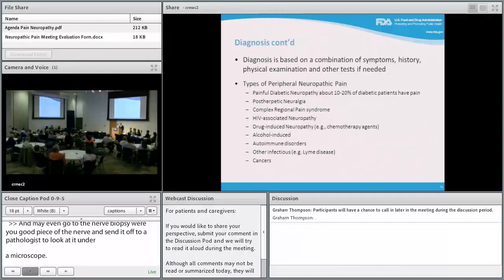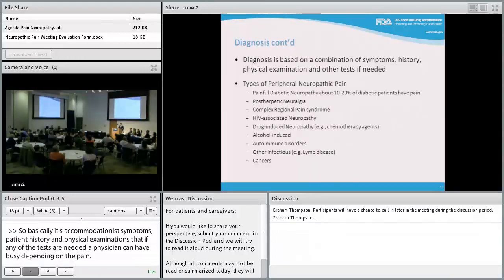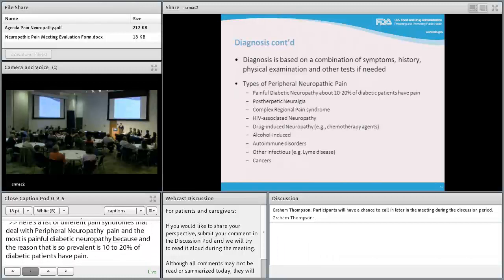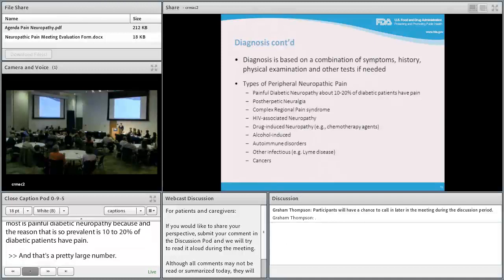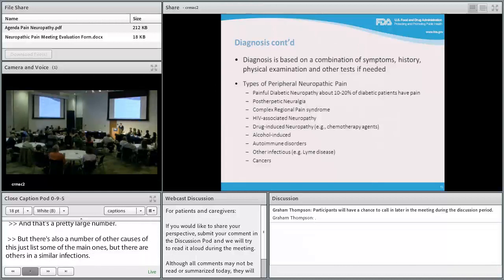Now here's a list of a number of neuropathic pain syndromes, and the most common tends to be painful diabetic neuropathy. And the reason why that's the most common is because diabetes is so prevalent. And as you can see, 10 to 20% of diabetic patients may have peripheral neuropathic pain. And that's a pretty large number. But there are also a number of other causes, and this just lists some of the main ones, but there are others. It can be caused by infections, by trauma, by some drugs, it can be induced by substances such as alcohol, cancers, and even autoimmune disorders.